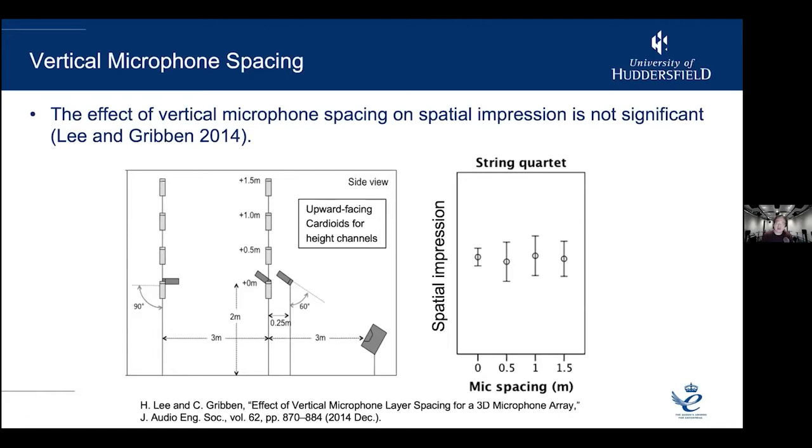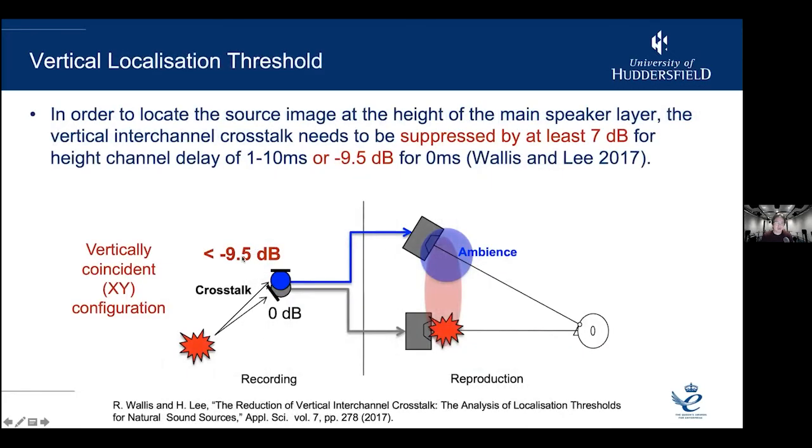And depending on the sound source type, the 0 meter spacing, this vertical coincident configuration, was actually preferred more, or produced a slightly more spatial impression. So using that research result, we can reduce the spacing vertically, so just make it vertical coincident or XY. And then we have to ensure that the level difference is sufficient.